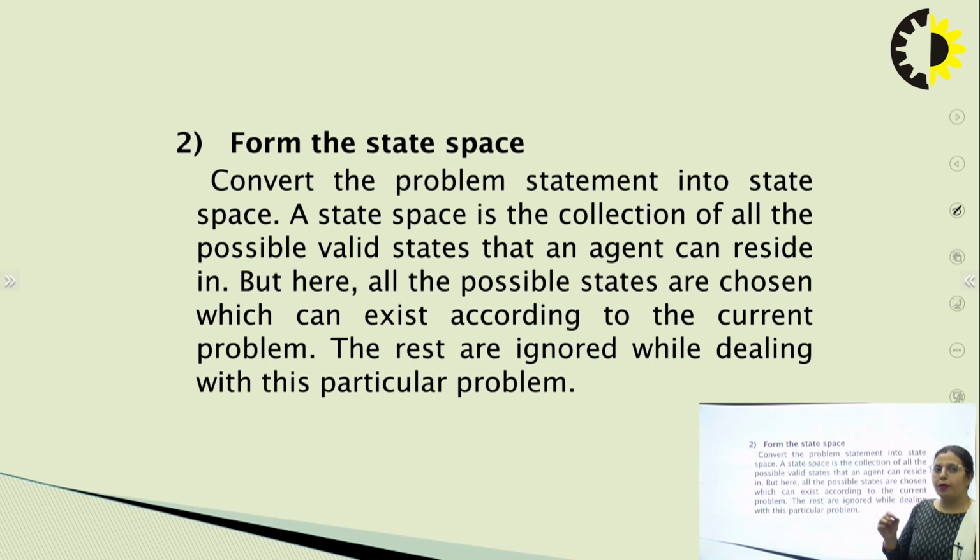So once a problem has been defined, there is a need of a state space diagram. Here all possible states are chosen which can exist according to the current problem. The states are according to the problem, so the rest are ignored while dealing with the particular problem. If there are n number of states, we have to choose those states that take us to the solution or to the conclusion for that particular problem. So this is the second step or second approach that needs to be followed to solve a particular AI problem.